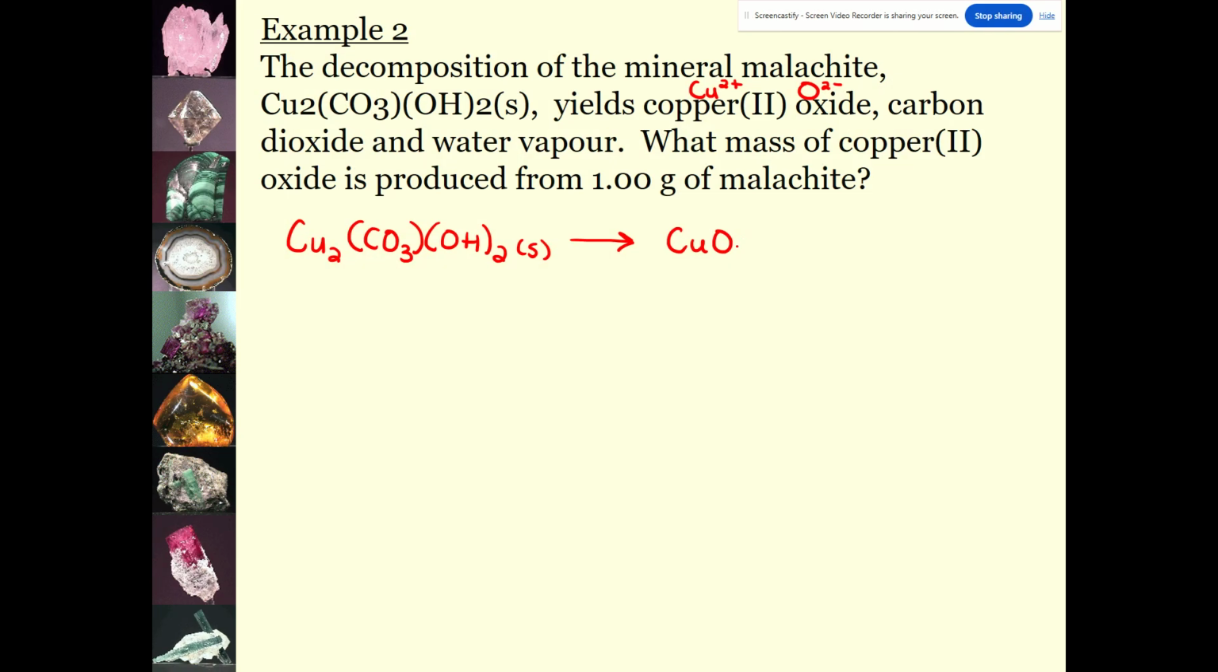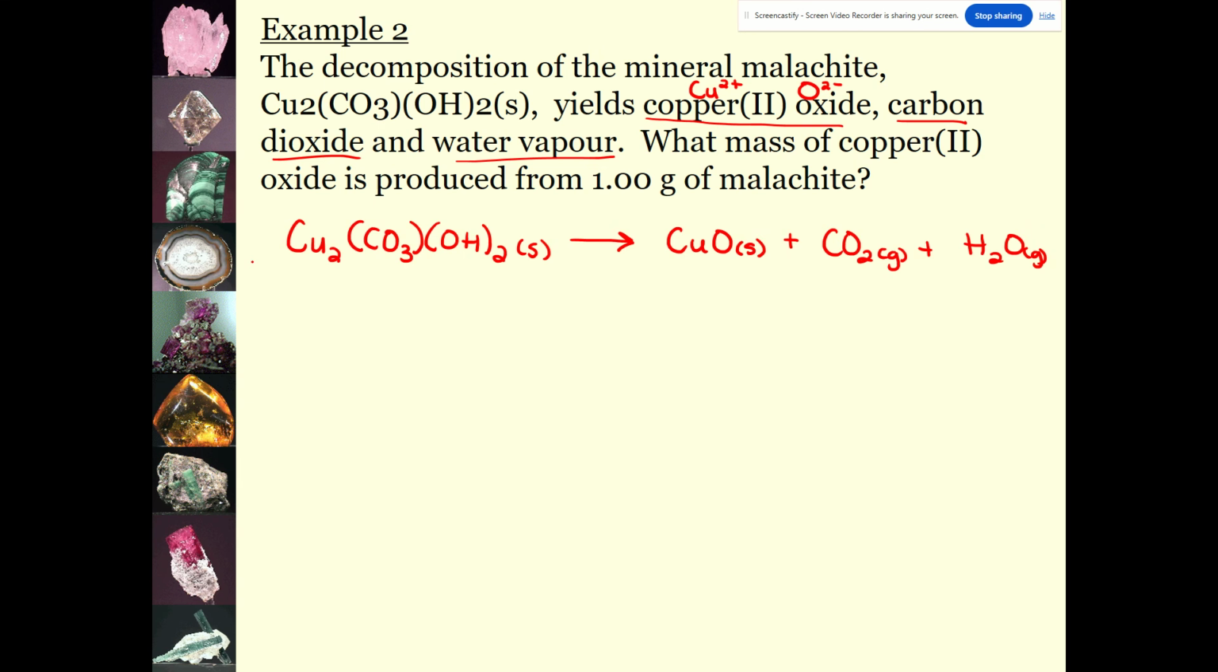Again, this isn't saying anything about happening in a solution, so I'm going to assume there's no water here, and so my ionic compound is just solid. Carbon dioxide is CO2 gas, and water vapor is also produced. We are given all the products here, right? We're yielding, which means we're producing copper 2 oxide, carbon dioxide, and water vapor.